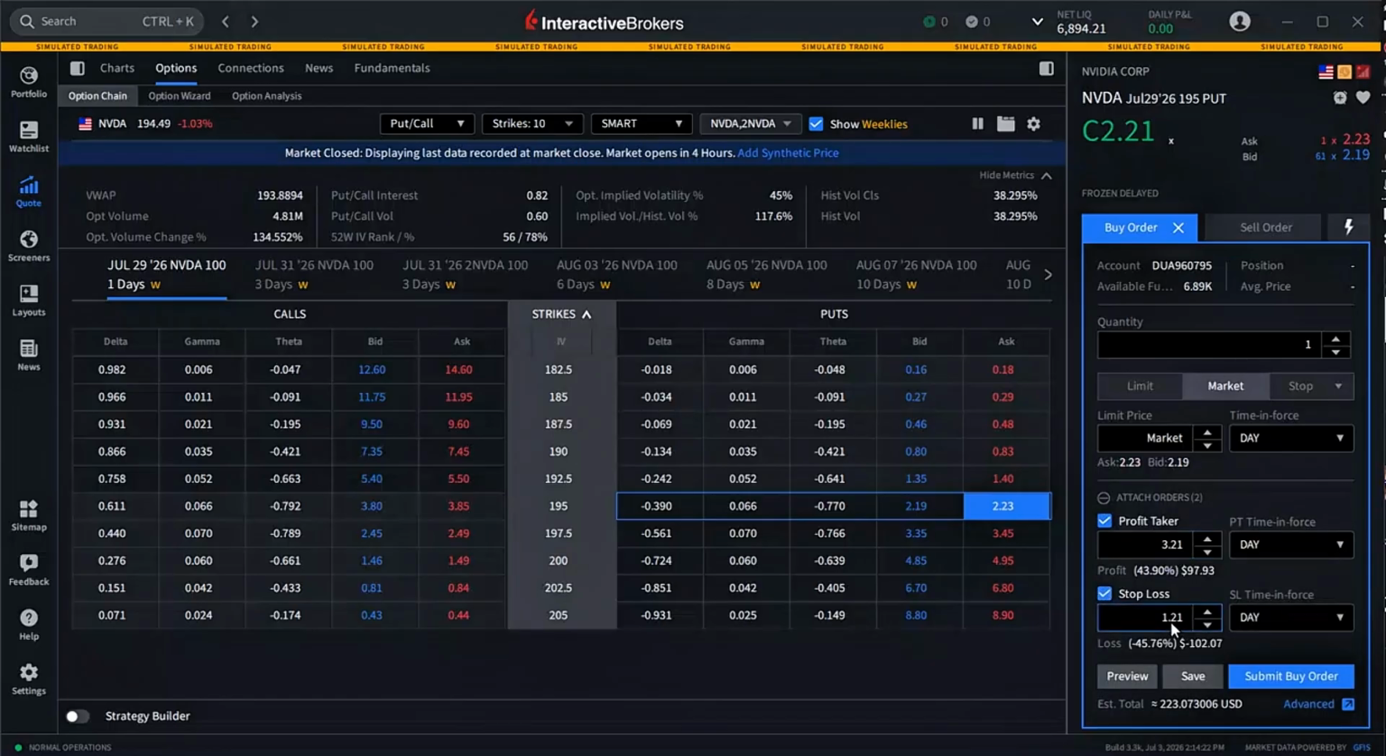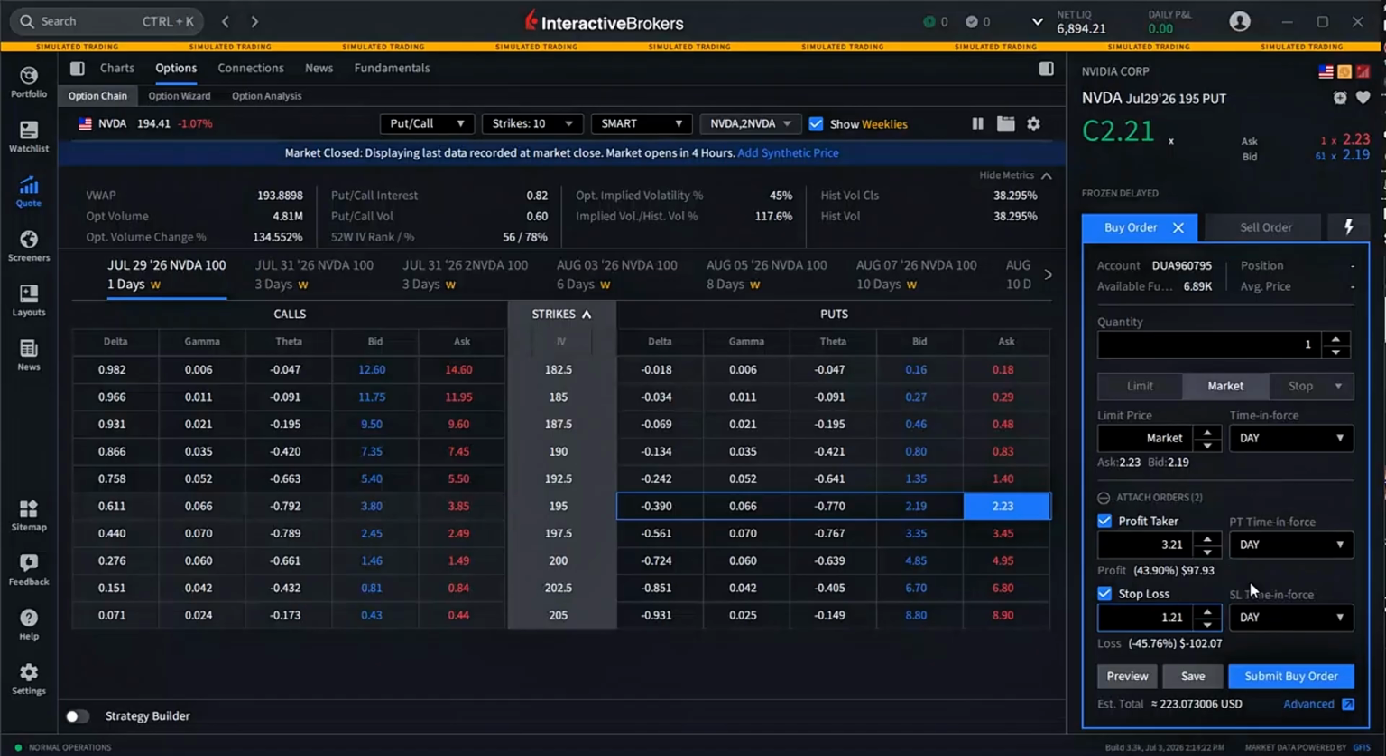Okay, so again, it's at 221. If the market goes below 221 all the way to 121, it should take us out of the market. Again, you can adjust it from here. So that is how you can easily place your stop loss and your take profit.